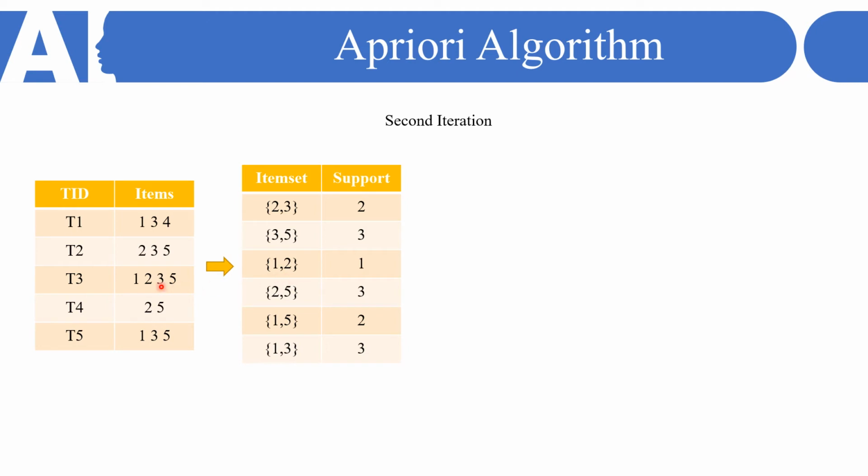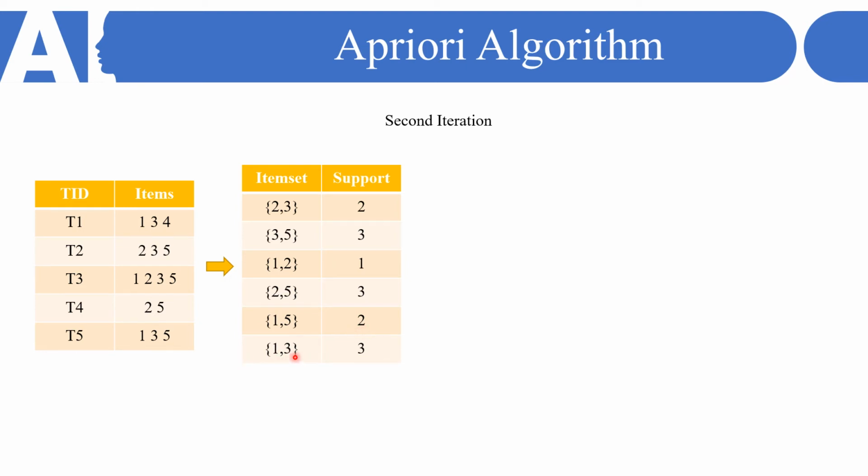For 1 2 it is 1 only, here we can see. Then for 2 5 it is 3. So here it is used 2 5, 2 5, 2 5. So 3 times it has support value. Then 1 5 is used 2 times. So here 1 and 5 is getting purchased, and here also in the last transaction T5 1 and 5 was purchased. So that's why support value is 2.